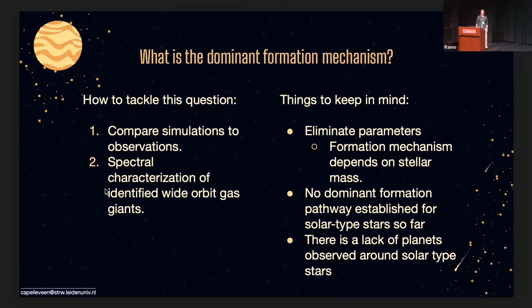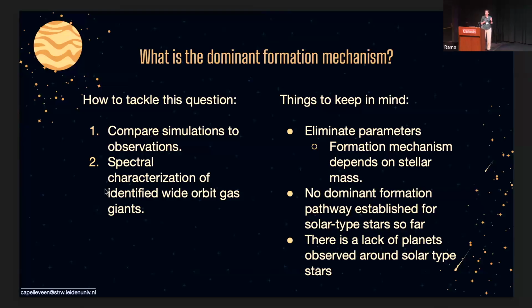Okay, yeah, so the idea of how to answer the question is to compare simulations to observations. This is why we chose a large sample and then you eliminate other parameters, which is why only solar mass stars. Also, at the time of the survey, there was a gap in planets observed around solar type stars. So that made this the perfect type of star to look around.